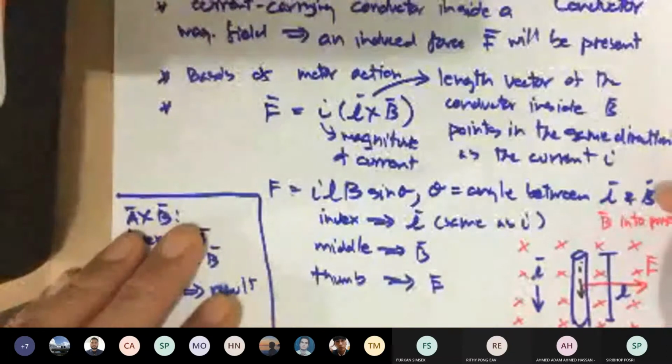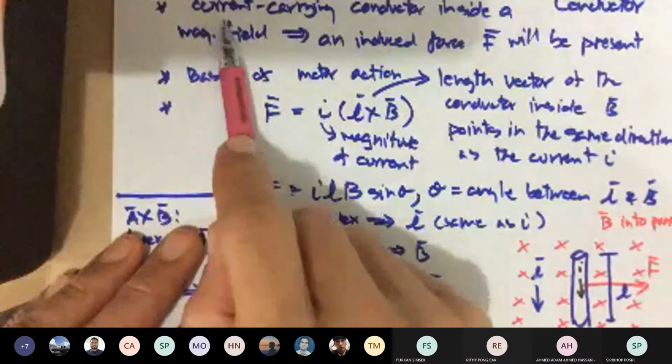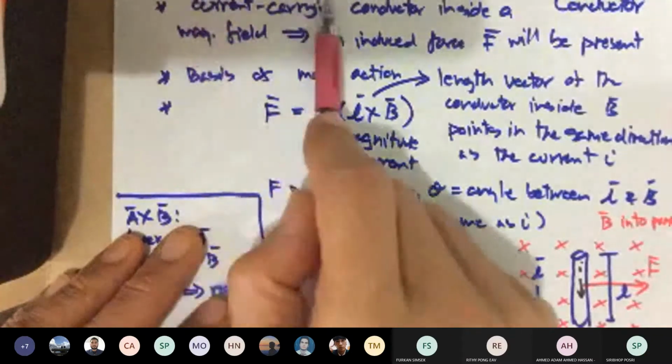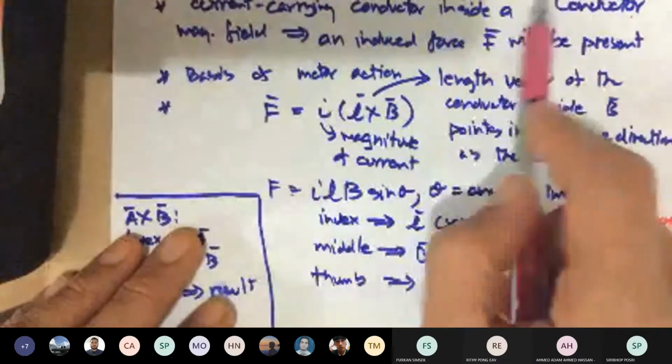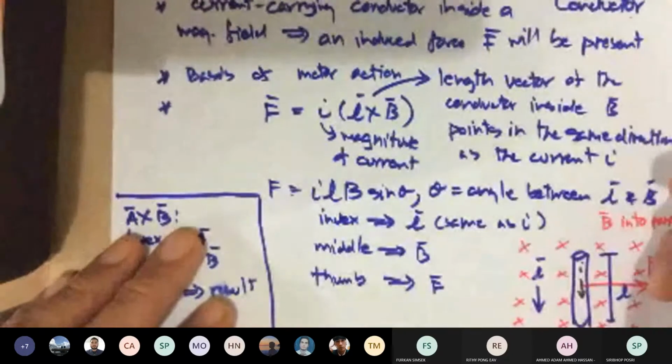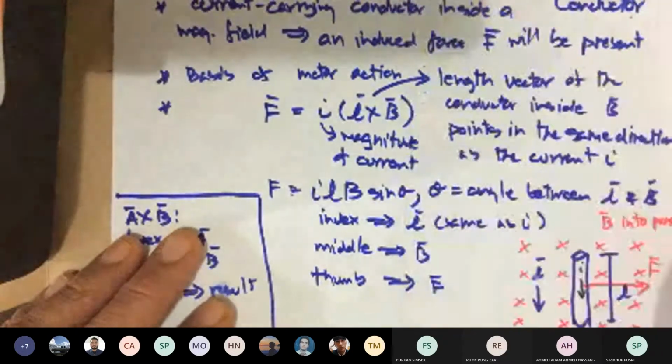Next is the basis of motor action, which states the production of induced force on a current carrying conductor. I believe this is the third principle. We didn't order this according to the principles that we talked about last week.